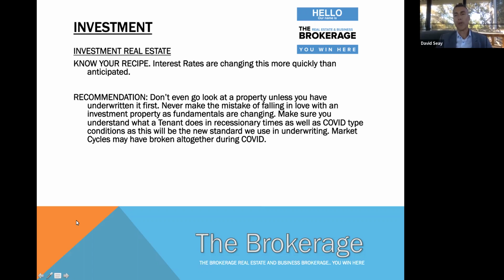Investment real estate, please, just like in the cap rates, know your recipe. Don't get in the car and go look at an investment property until you do some preliminary back of the envelope underwriting. It doesn't make any sense to go out and fall in love with the property until you see the way it flows. And also you have to be really underwriting your tenants.